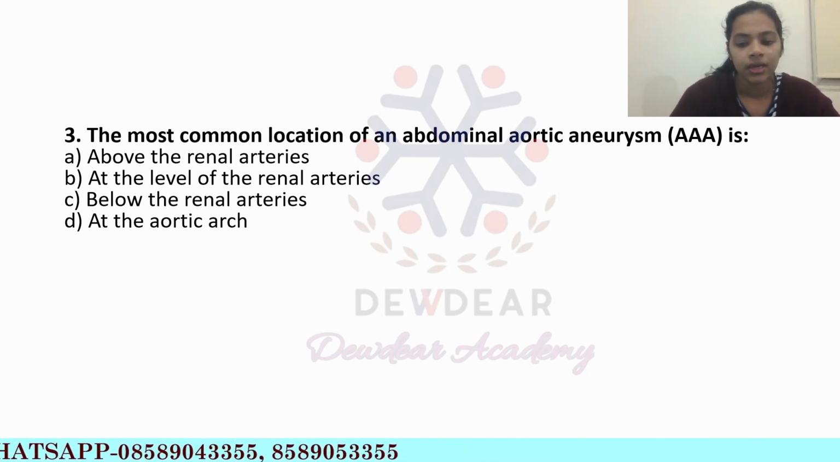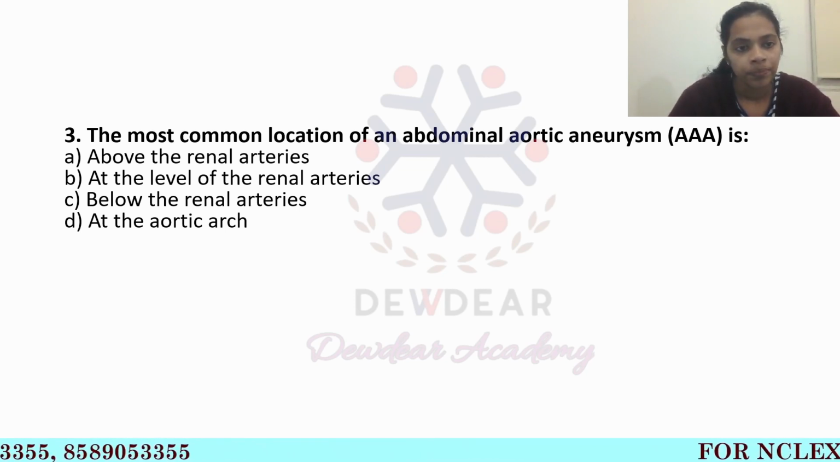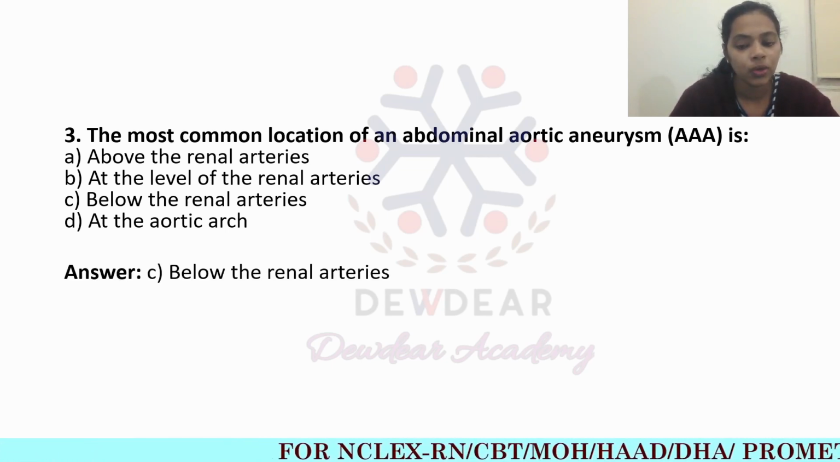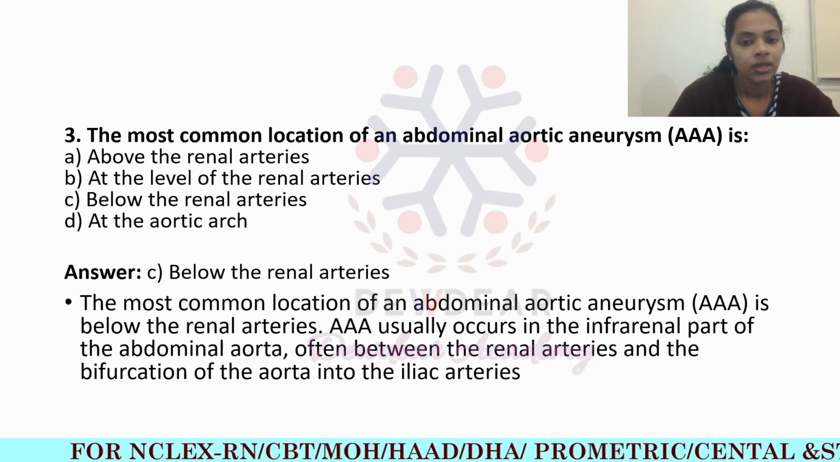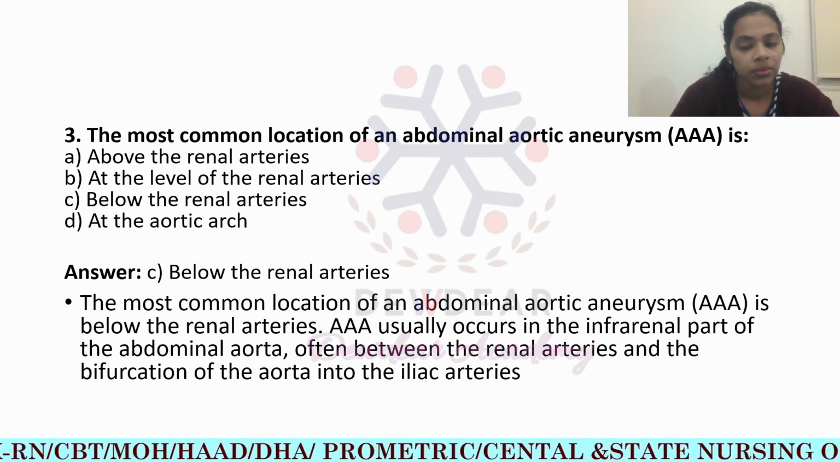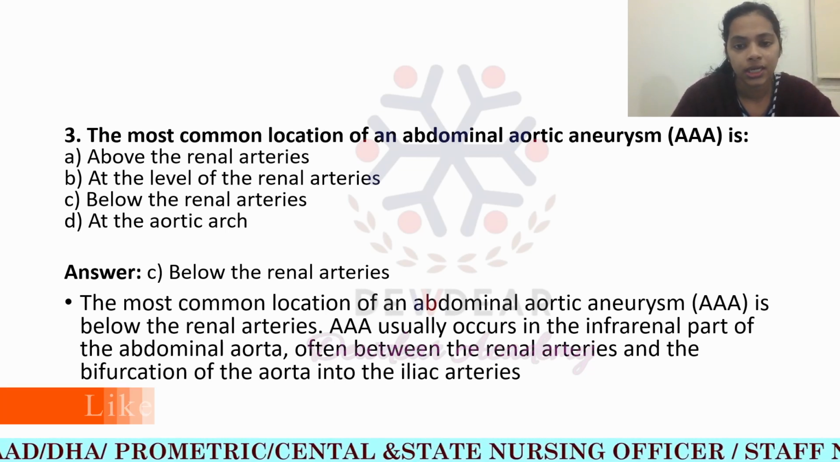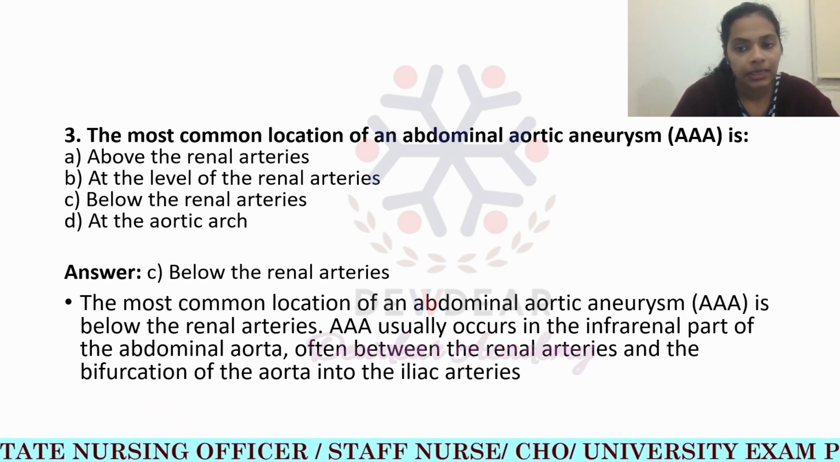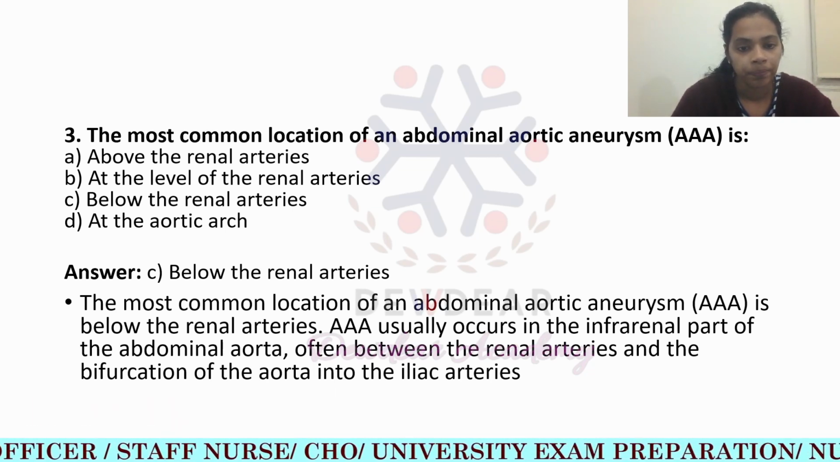So the correct answer here is option C, that is, it is mainly below the renal arteries. The most common location of an abdominal aortic aneurysm is below the renal arteries. That is, it usually occurs in the infrarenal part of the abdominal aorta.